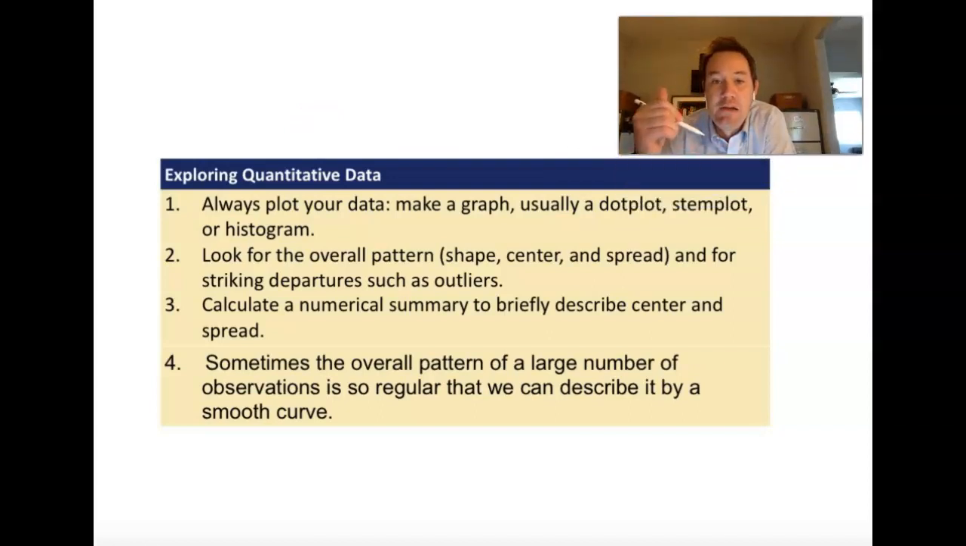First of all, always plot your data. So you're going to make a graph, usually a dot plot or a stem plot or a histogram. We're going to look for overall patterns. So that's the shape, center, spread, and any striking departures. So any outliers, and we now have the 1.5 times the IQR rule for outliers. We'll calculate numerical summaries to briefly describe center and spread. And then lastly, when the overall pattern of a large number of observations is very regular, we can describe it by a smooth curve. And that's what a density curve is.